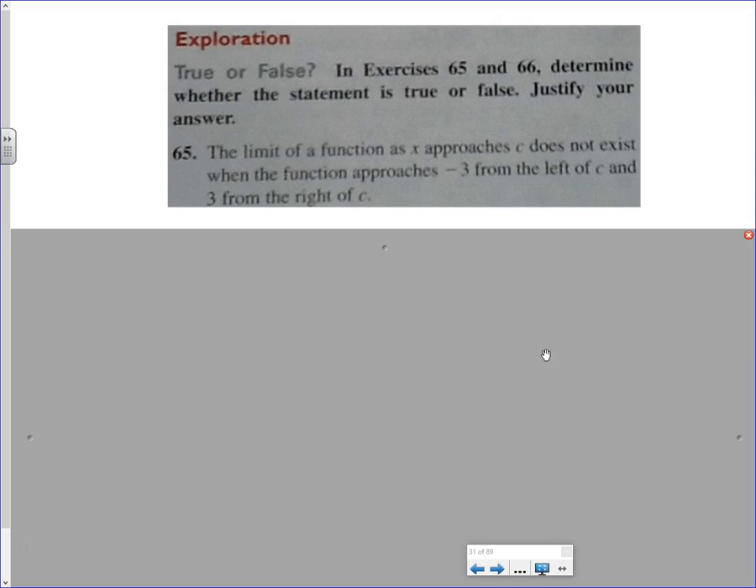Pause. Let me just write it in calculus speak, okay? In calculus speak. Ready? The limit of a function. Couldn't I say the limit of f of x as x approaches c? Are we good? Okay, the limit of a function as x approaches c. That's what this whole blah, blah, blah is. Does not exist.